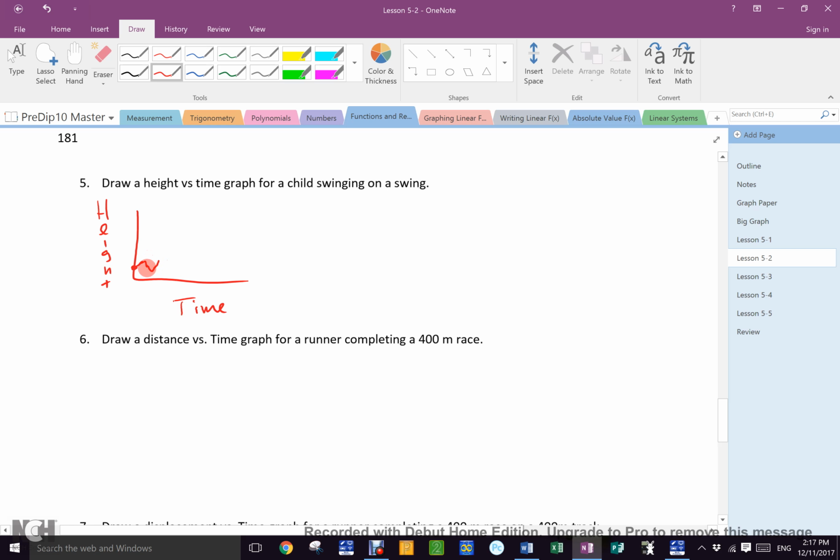What happens to the slope of the line? It must get steeper or flatter. Why? Because you are going fast. You are going through more height in less time. So it must look like this. Will it ever go lower than that? No, unless it breaks.